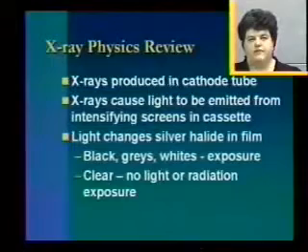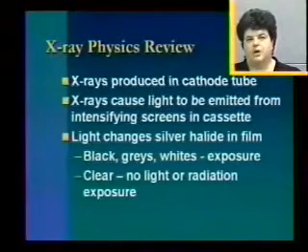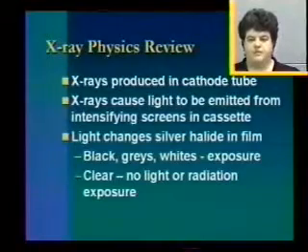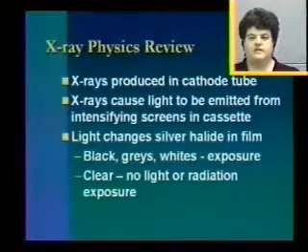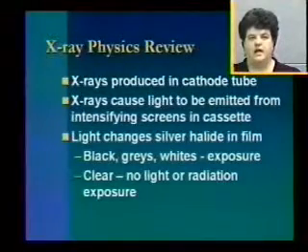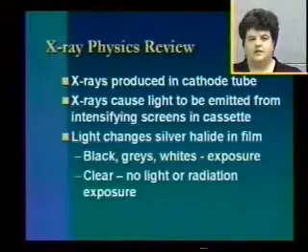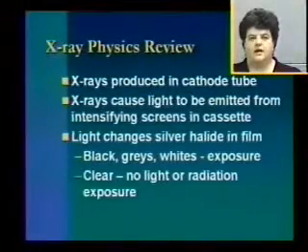So, a quick review of X-ray physics. As you all probably know, X-rays are produced in a cathode tube. A filament is heated, and the heated filament causes electrons to be liberated. Those electrons strike an anode at the other side of the tube. That anode produces X-rays, which are then projected towards the patient.